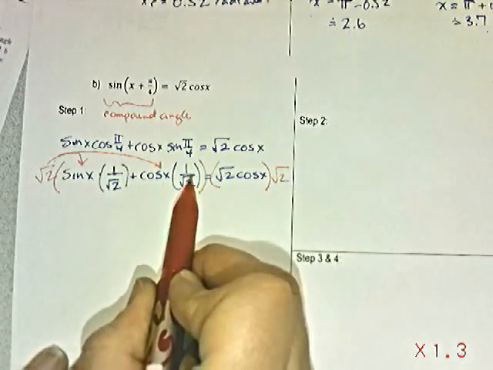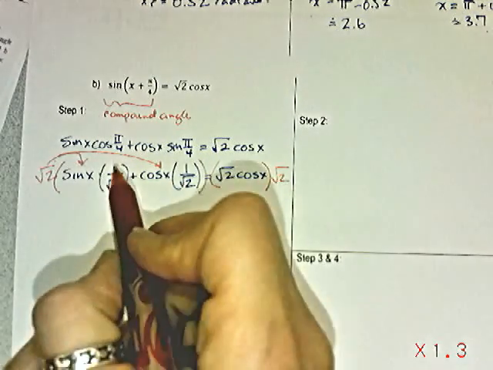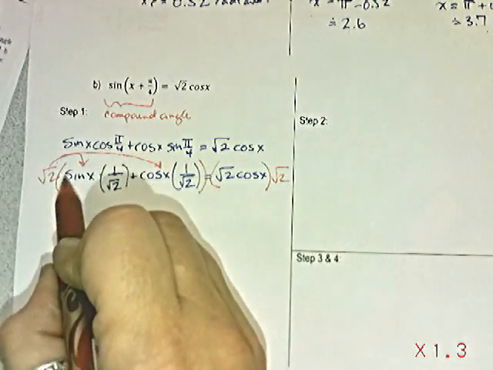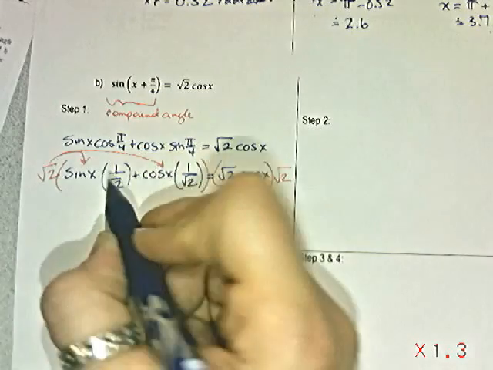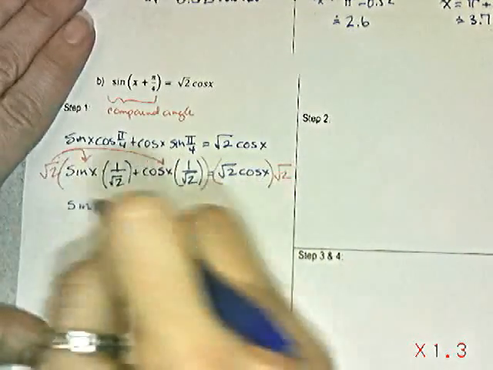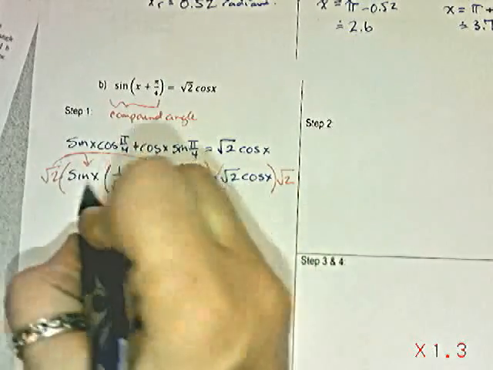I've got cos of an angle times the 1 over root 2. I could in fact put that in front as 1 over root 2 times the sine of x. And so I will have root 2 over root 2 sine of x. And you know what? We're very comfortable having that in front, so let me put that in front.